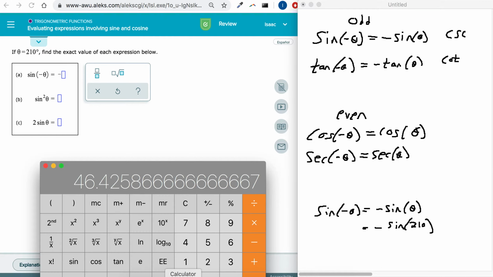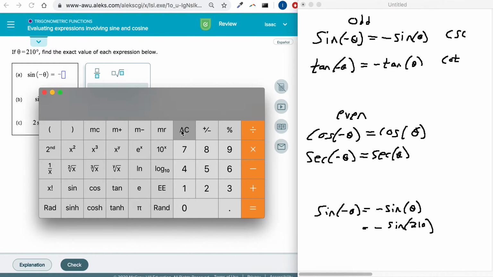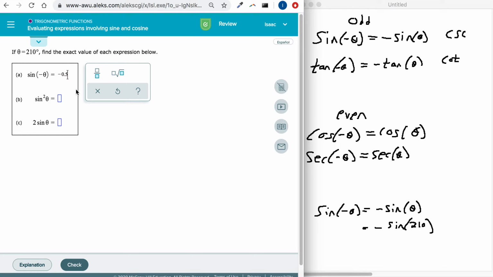If you use your calculator, check to make sure it's not in radians. Mine is not. So if I type in 210, and then type sine, and make it negative, that gives us 0.5. Actually, I think the calculator could just do this: 210, negative, and then sine. Yeah, it gives us 0.5. We didn't need to do all that.